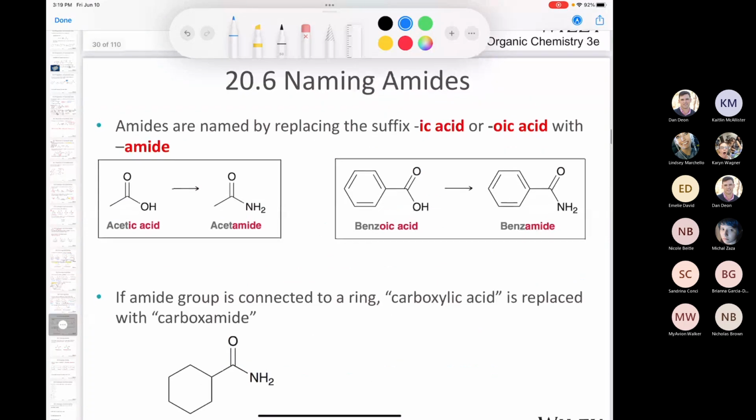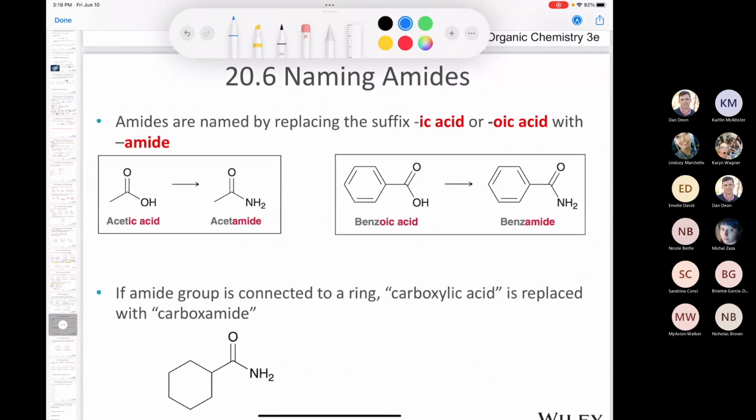Then if we look at naming amides, we're still not done. We got a couple more to go. For naming an amide, you replace the suffix ic acid or oic acid that we've seen coming up over and over with amide. So if we have acetic acid and we replace the hydroxyl with an NH2, it becomes acetamide. I call it acetamide.